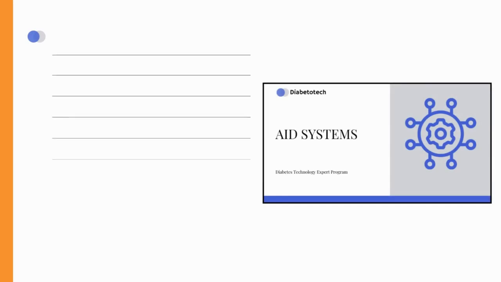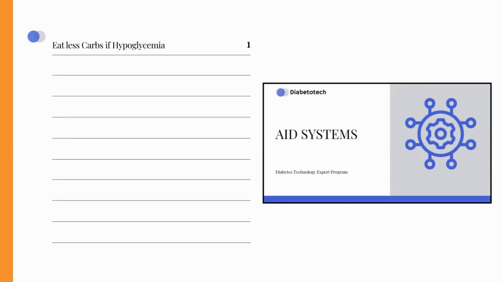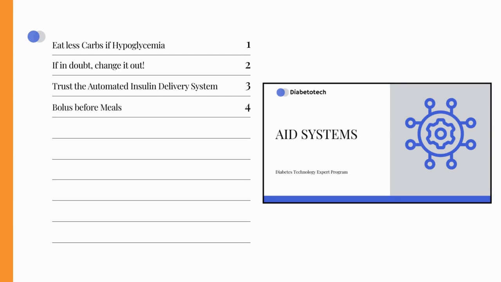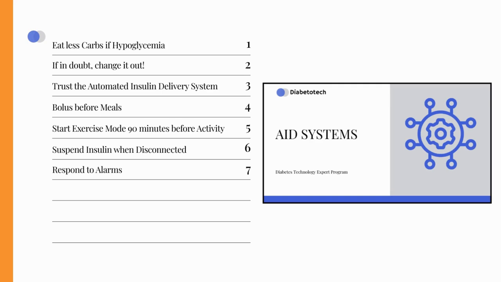The general education points covered were using fewer carbohydrates to correct hypoglycemia, considering infusion set problems if blood glucose levels remain high without an apparent reason, trusting the AID system and avoiding unnecessary manual interventions, timing meal boluses before meals, utilizing an exercise mode 1 to 2 hours before activity, stopping insulin delivery if the pump is disconnected for more than 15 minutes, responding to alarms and being mindful of automatic updates on mobile phones, seeking peer support for guidance and sharing experiences.